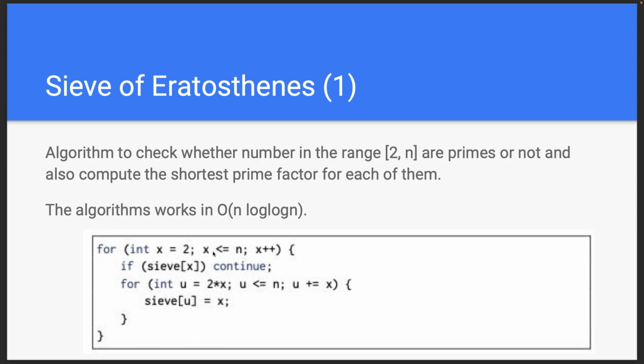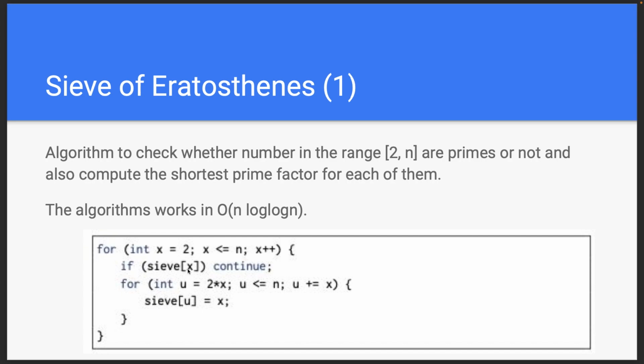Then you go to 3. We have that 3 is still false. Sieve of 3 is still false because it's a prime. We have not visited it before in this nested loop, and we will do the same for 3. This way, with this iteration, for each prime, we will set all of its multiples that have not been visited before. We will set their sieve value, which is the smallest prime factor.